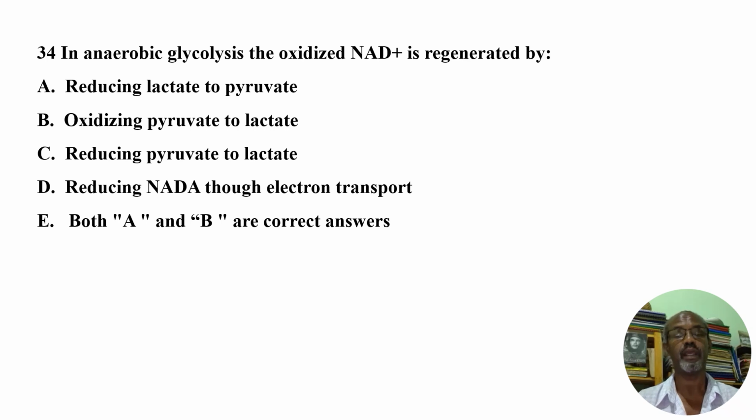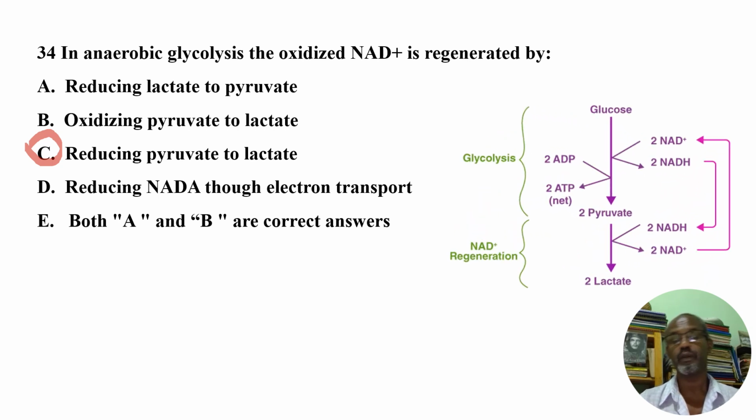The answer here is NAD plus is regenerated when NADH gives its electron and hydrogen to pyruvate. Adding hydrogen and electron to pyruvate is reduction, it's not oxidation. Therefore, reducing pyruvate. When pyruvate receives electron and hydrogen, it becomes lactate, as it happens in lactic acid bacteria and in our muscles. We call it lactic acid fermentation. Therefore, the answer is C.